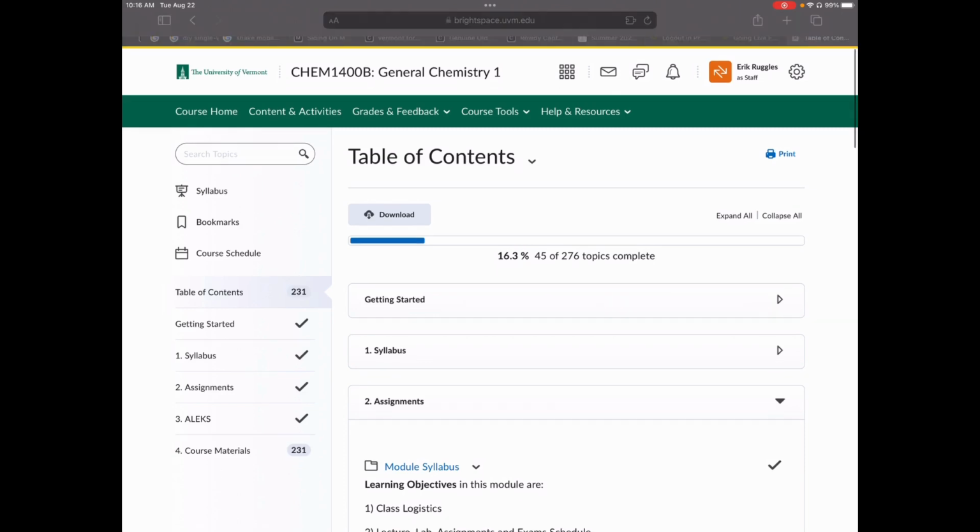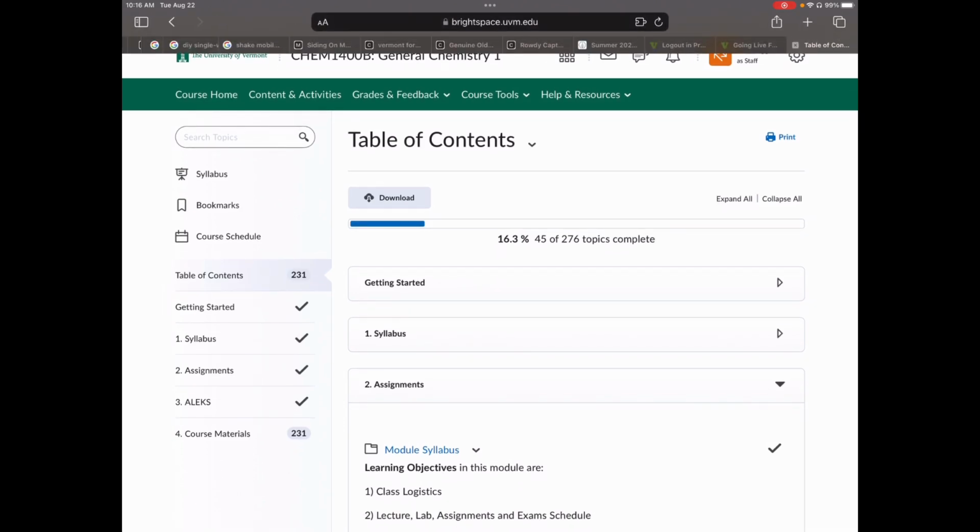And I know they have all these. If we look at the middle top, we see this 16.3%, 45 of 276 topics completed. Don't sweat that, okay? There's so much information that I provided on Brightspace that you're never probably going to complete all the exact topics because there's so many help videos, lecture videos, etc. And that's what I want to get into next.